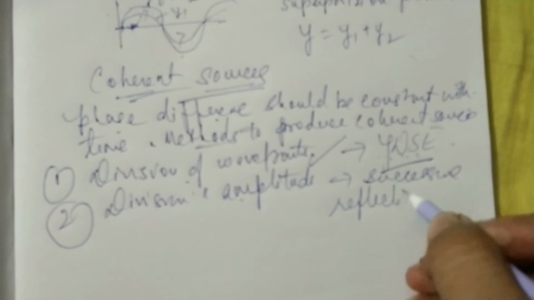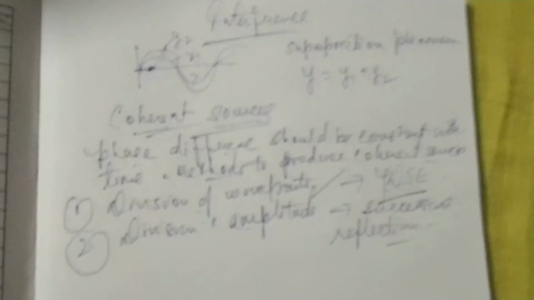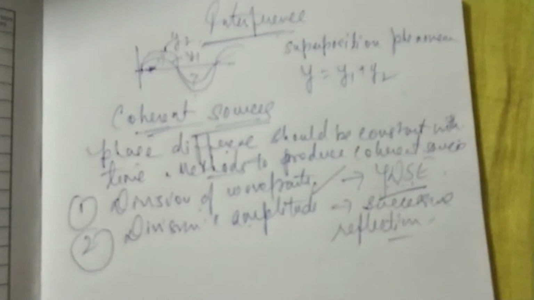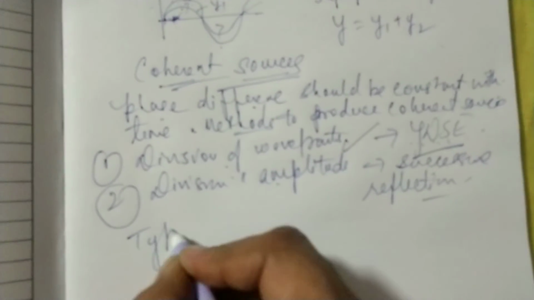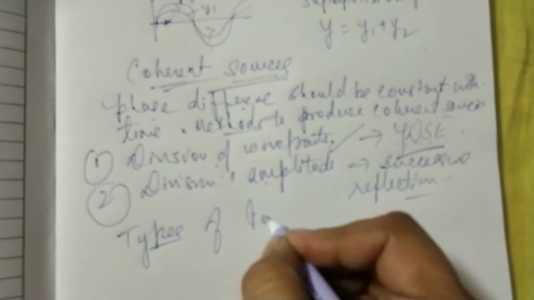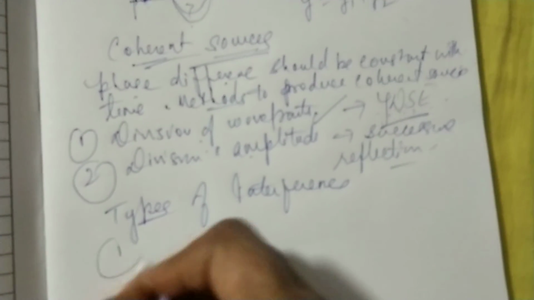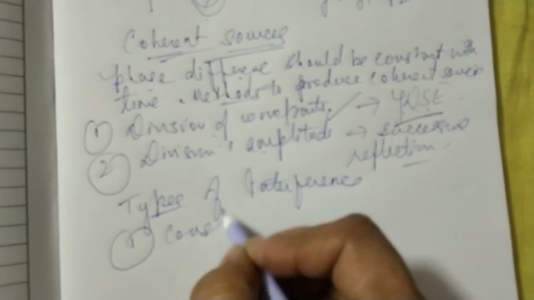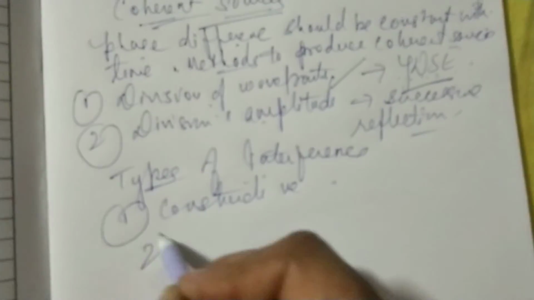Okay, so what exactly have you got? You have got two waves. These are the coherent sources. If we have got this condition, then we have got the interference phenomena. During the interference phenomena, there are two types of interference. One is constructive. The second one is destructive.